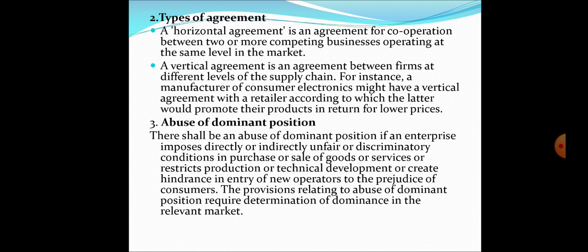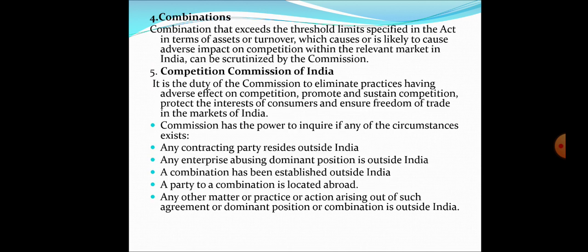And the third important feature is abuse of dominant position. There is an abuse of dominant position if an enterprise imposes, directly or indirectly, unfair or discriminatory conditions in purchase or sale of goods or services, or restricts production or technical development, or creates hindrance in entry of new operators to the prejudice of consumers. The provisions relating to abuse of dominant position require determination of dominance in the relevant market. Suppose you want to have a dominant position in the market, then you need to fulfill certain conditions in purchase or sale of goods or services. Based on that, the dominant position will be determined.